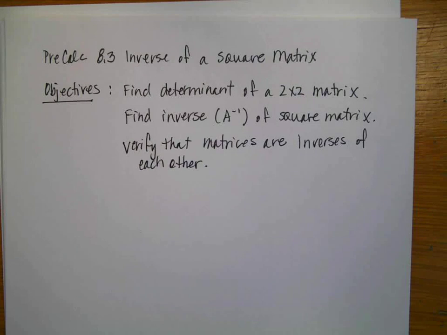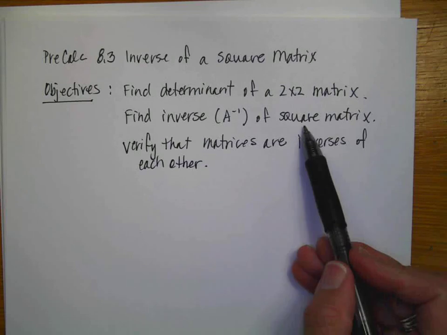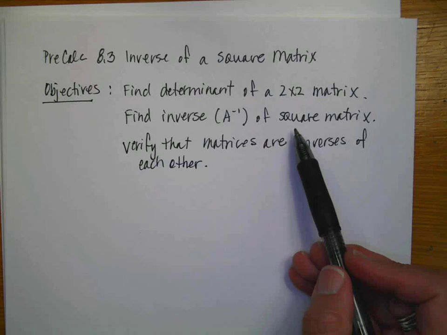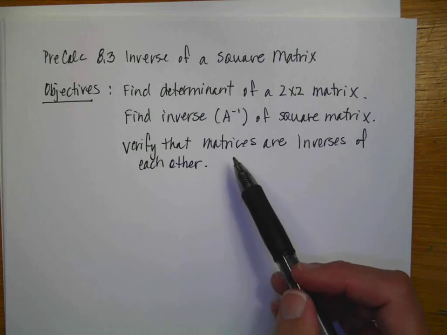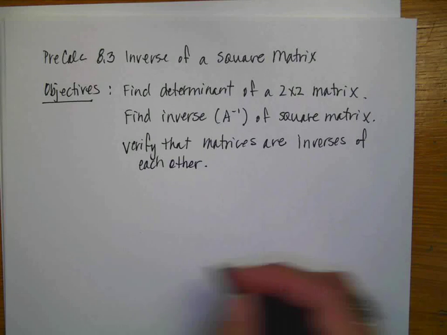We're going to be talking about the inverse of a square matrix. So our objectives are that we're going to find the determinant of a 2 by 2. We're going to find the inverse of a square matrix. You will never be asked to find the inverse of a non-square matrix by hand. And then we're going to verify that matrices are inverses of each other.